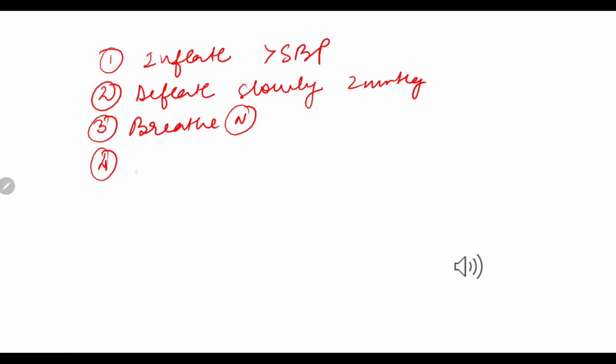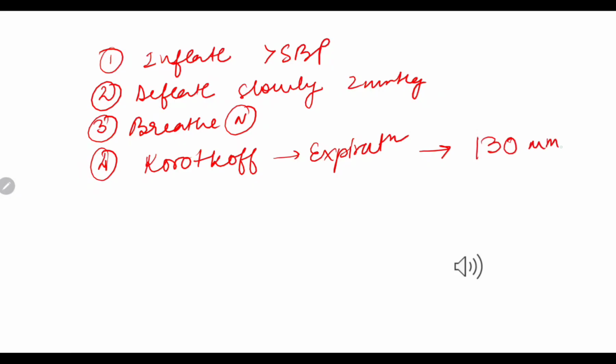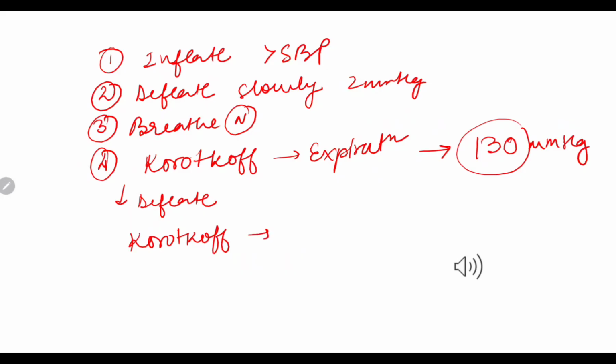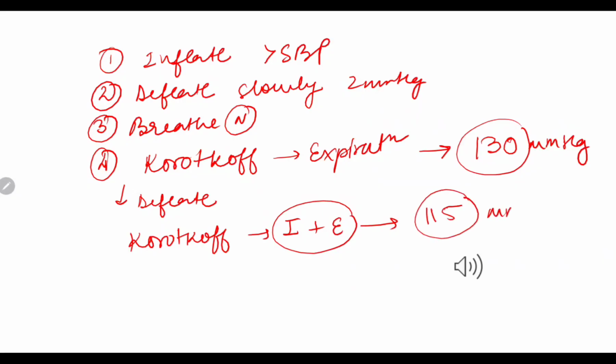Listen closely. At a certain high pressure, you will start to hear Korotkoff sounds, but only during expiration. They disappear when the patient breathes in. Note this exact pressure reading. Let's say it's 130 mm mercury. Continue deflating the cuff very slowly until you hear Korotkoff sounds continuously throughout both inspiration and expiration. Note this second pressure reading, let's say 115 mm mercury.